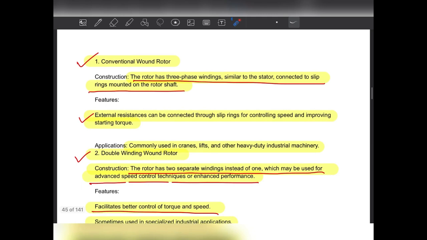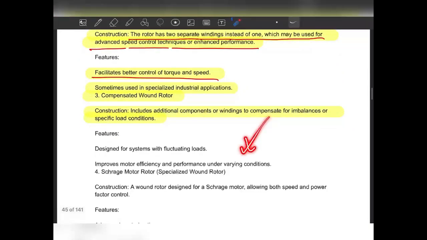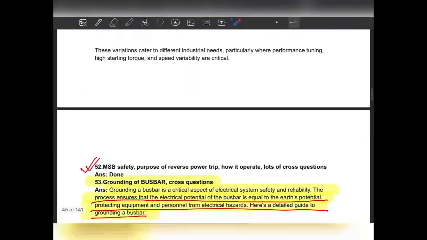The main feature: external resistance can be connected through the slip ring, controlling the speed and improving the starting torque. It is the same as this wound rotor, conventional rotor, but here we also make the windings in the rotor. So you can understand this. Basically these three are more important.